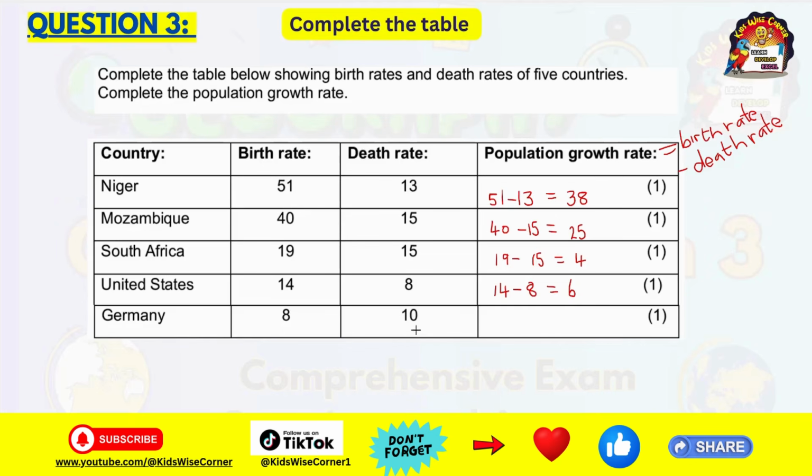For Germany, the birth rate is 8, the death rate is 10. So the population growth rate is -2. So what do you think the -2 means? It means it's a negative growth. This means it's a negative growth.